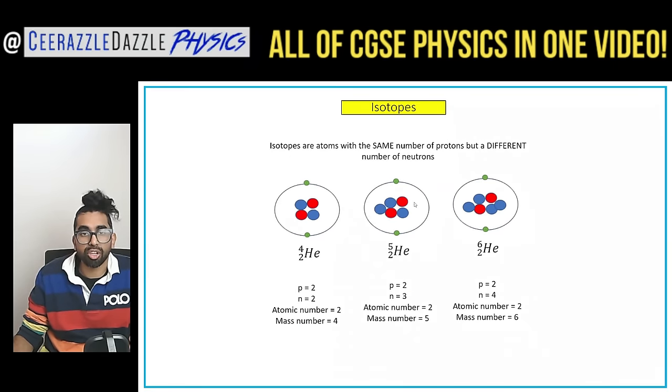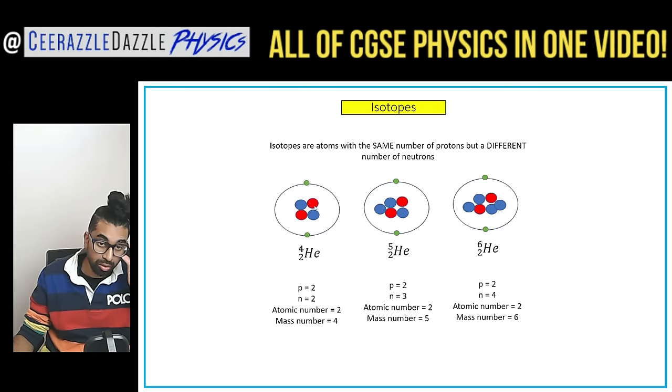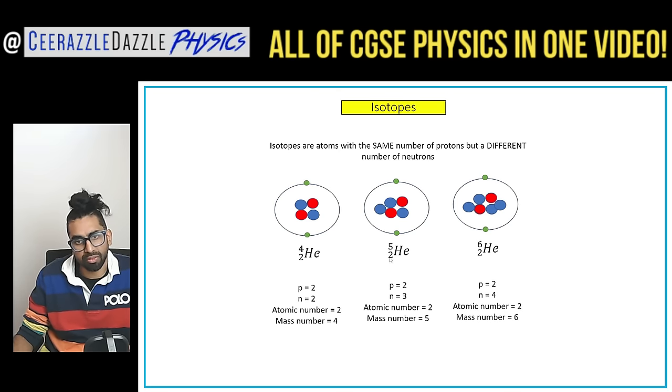Isotopes. Isotopes are atoms with the same number of protons but a different number of neutrons. So over here we've got 3 different isotopes of helium. This one is helium 4-2, this one is 5-2, this one is 6-2. As you can see, they have the same number of protons. Red is protons, so 2 protons, 2 protons, 2 protons, but the number of neutrons is changing. Hence it goes from 4 to 5 to 6, because this one has 2 neutrons, so there are 4 nucleons in total. This one has 5 in total in the nucleus. This one has 6 in the nucleus, hence why it's over here. So isotopes have the same number of protons, but a different number of neutrons.